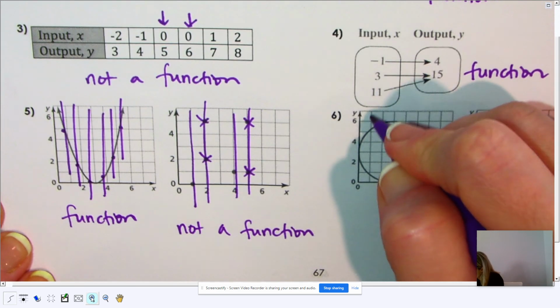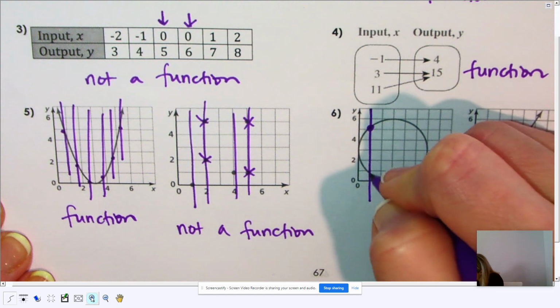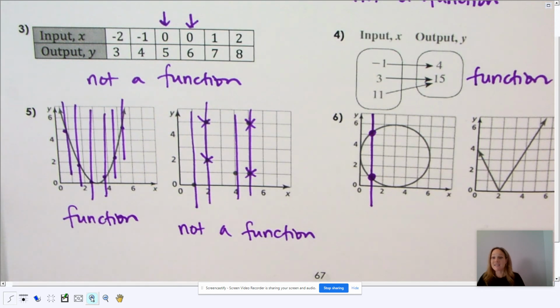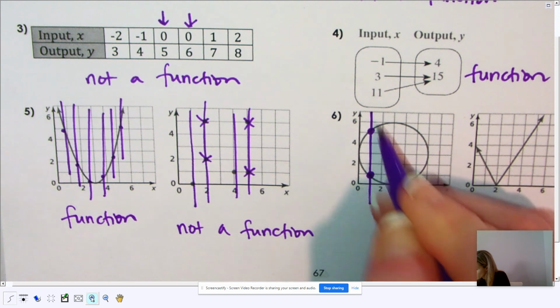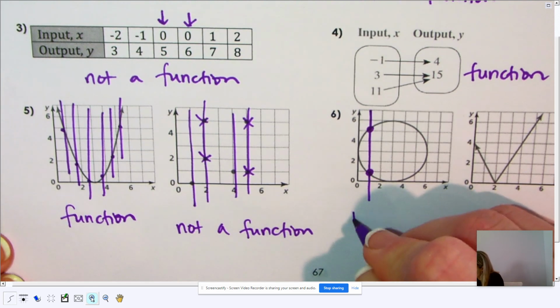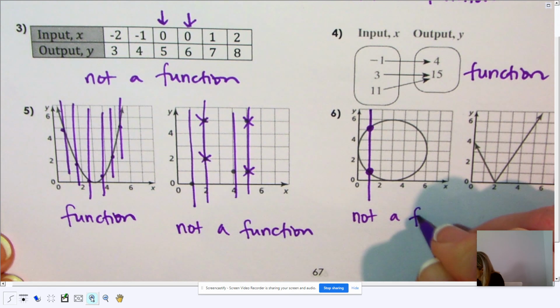Okay, what about this one? Could I draw a line that passes through twice? If I can, it's not a function because for the input of 1, it could either be 1 or 5. Okay, so that is not a function.